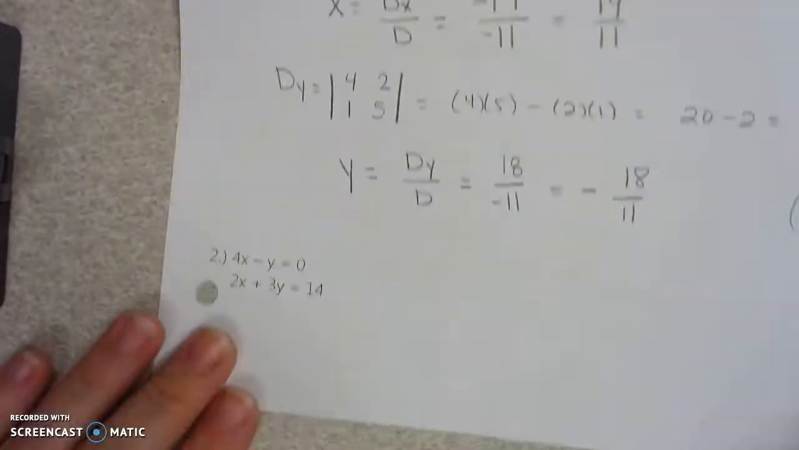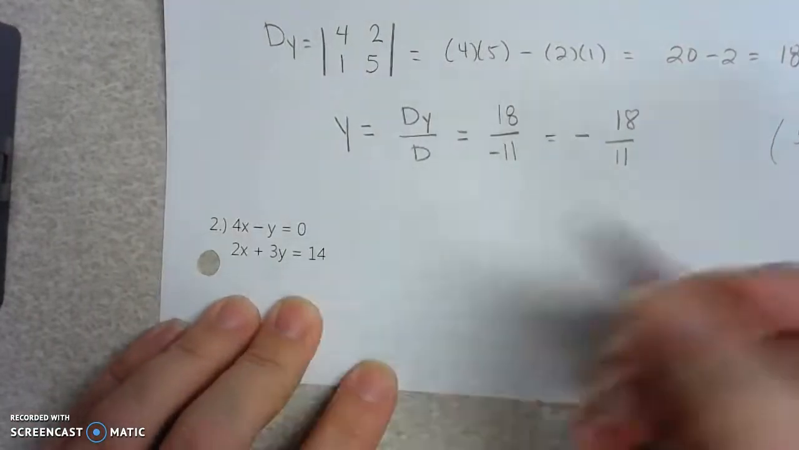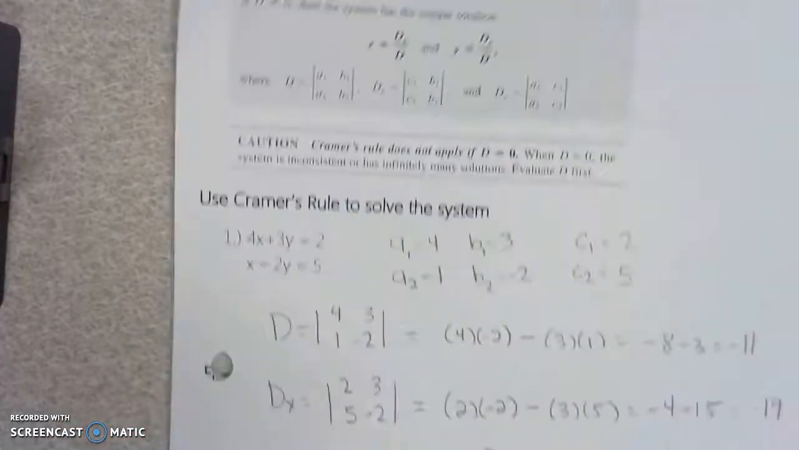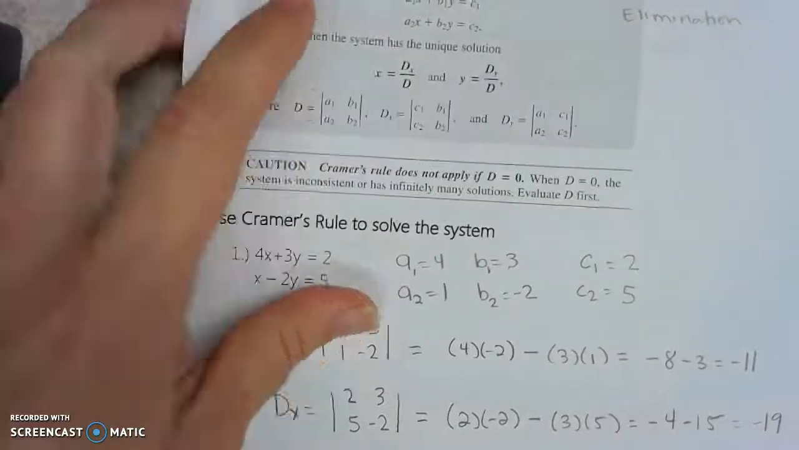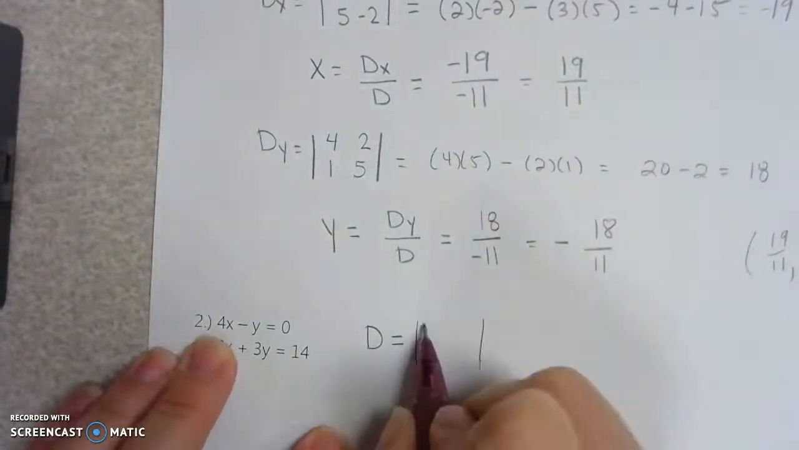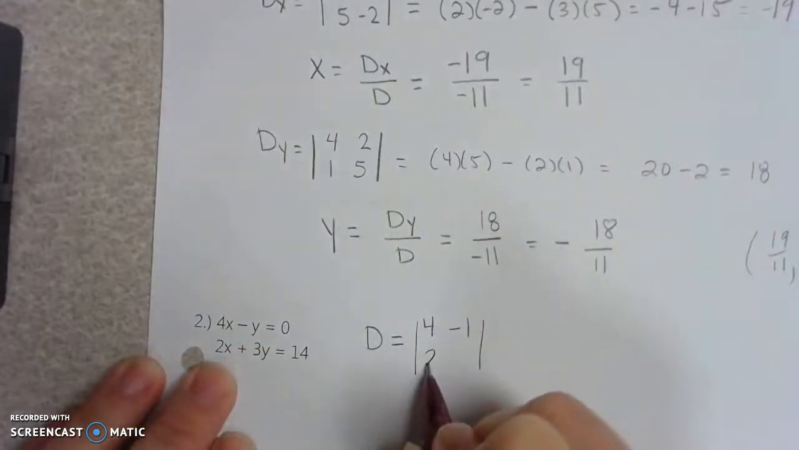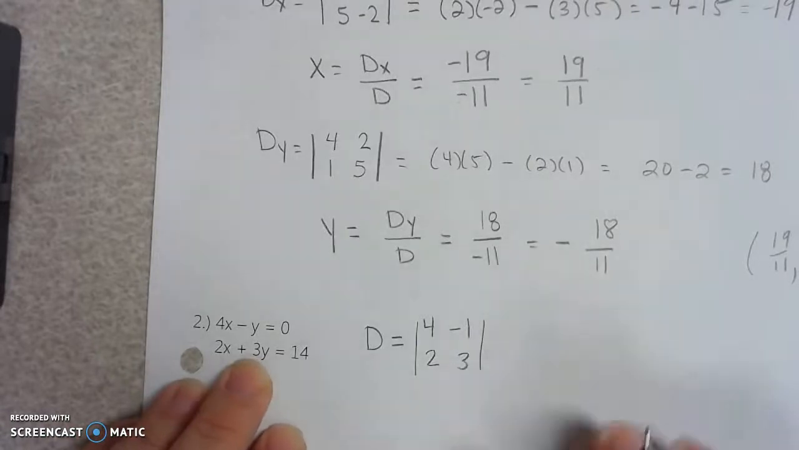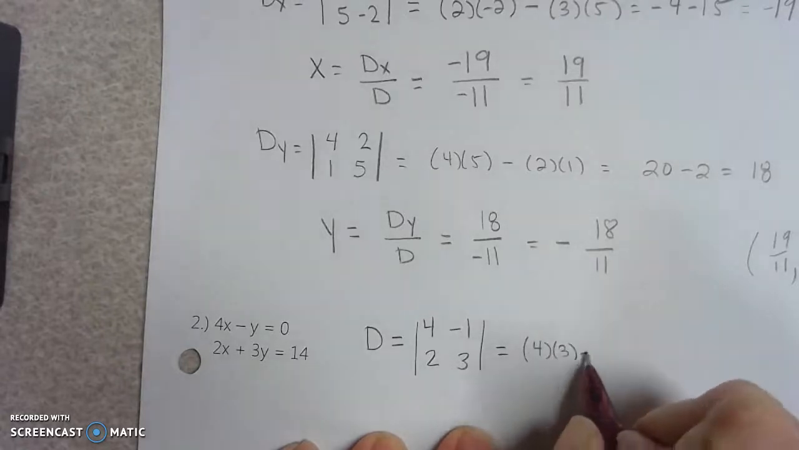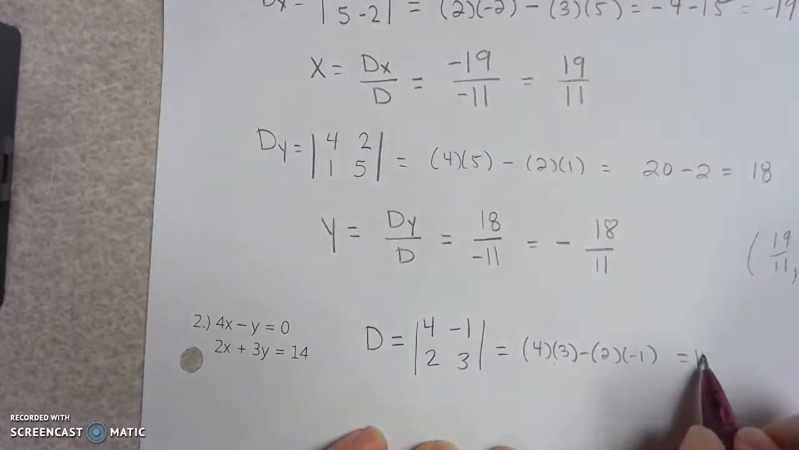Alright, so let's try another. First I want to look for d. Remember d is a1, b1, a sub 2, b sub 2. So a1 will be 4, b sub 1 will be negative 1, a sub 2 will be 2, and b sub 2 will be 3. I'm going to multiply those out. 4 times 3 minus 2 times negative 1 will be 12 plus 2, which is 14.